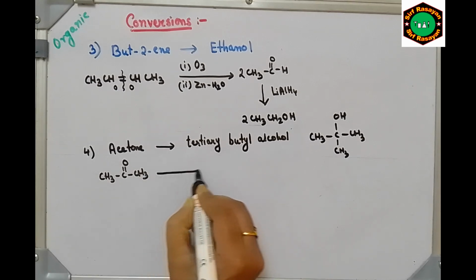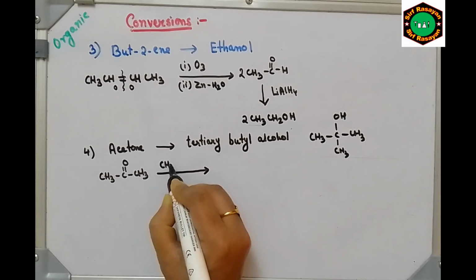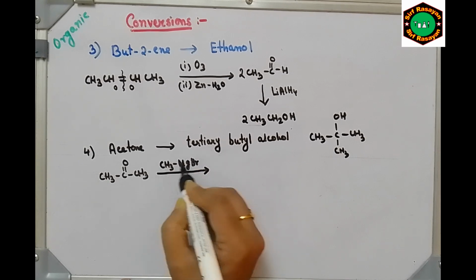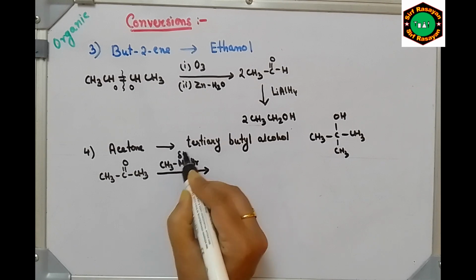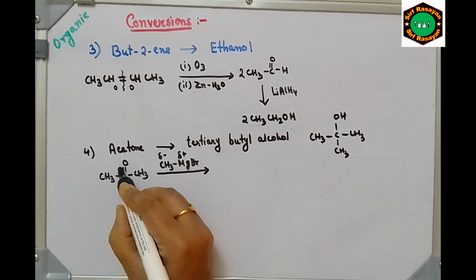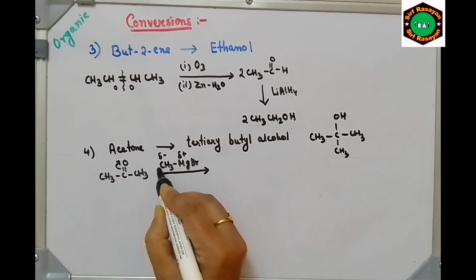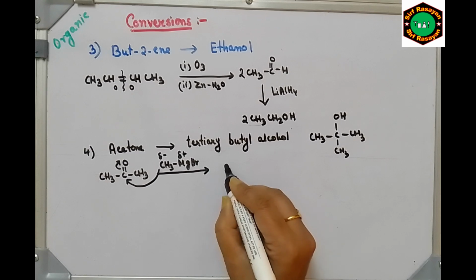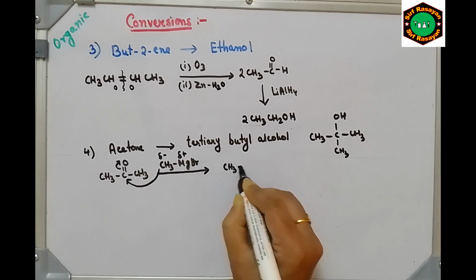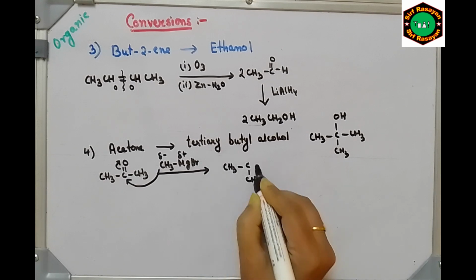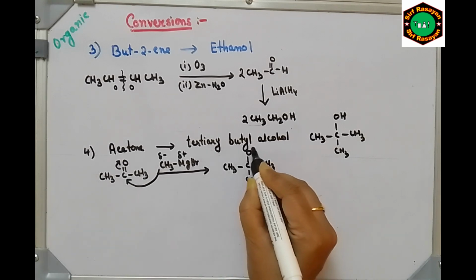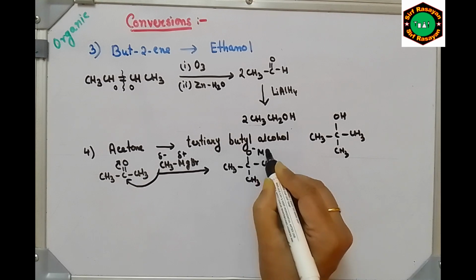So treat this compound with CH3MgBr. This is polar due to electronegativity difference. This is delta plus, this is delta minus. Break this, this will attack here. So for the conversion you don't need to show the mechanism. For better understanding I am showing this one. So here we are getting CH3, CH3, here CH3. This CH3 is added here, and this part is O minus and MgBr plus.